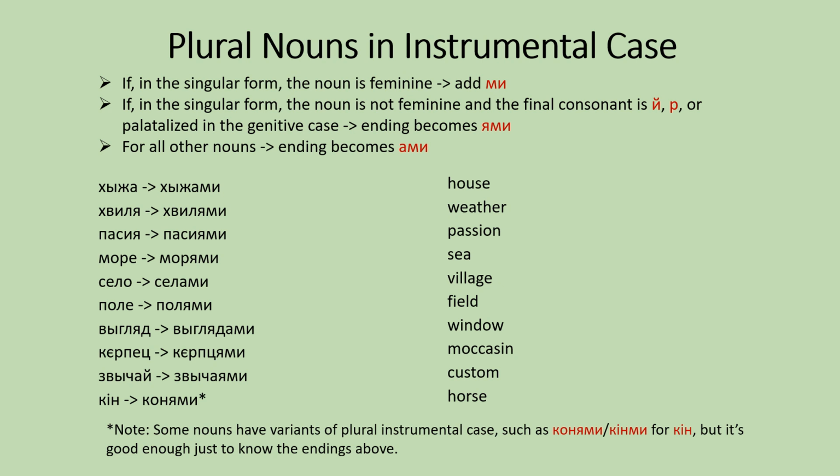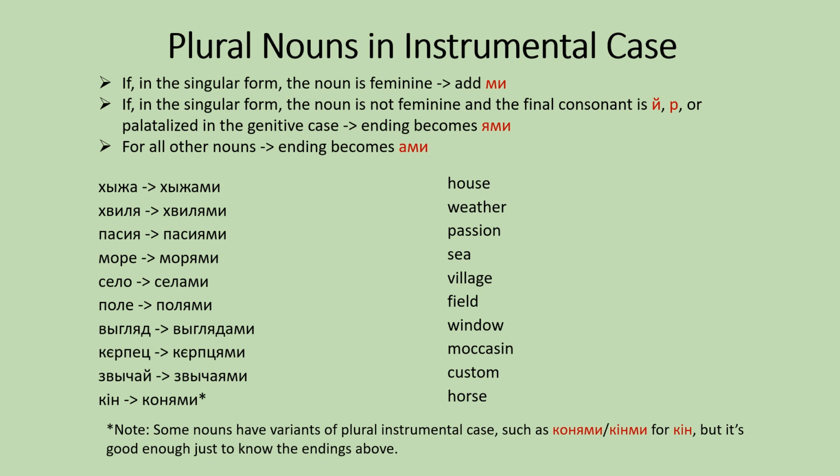To put a plural noun in the instrumental case, one needs to do the following. If in the singular form the noun is feminine, add me. If in the singular form the noun is not feminine and the final consonant is yot, r, or palatalized in the genitive case, the ending becomes yame. For all other nouns, the ending becomes ame. Let's look at examples below.